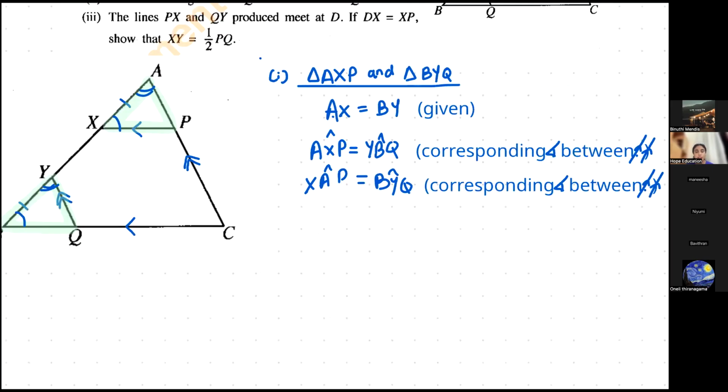Therefore, under the AA case, triangle AXP is congruent to triangle BYQ. The case should be written.